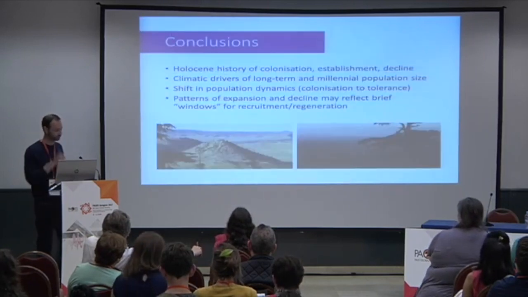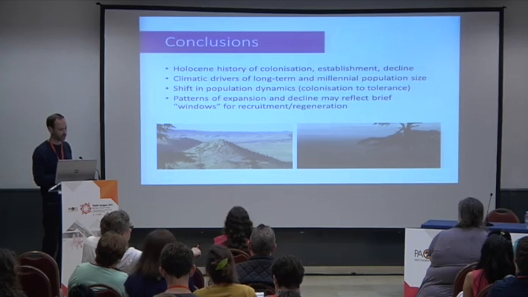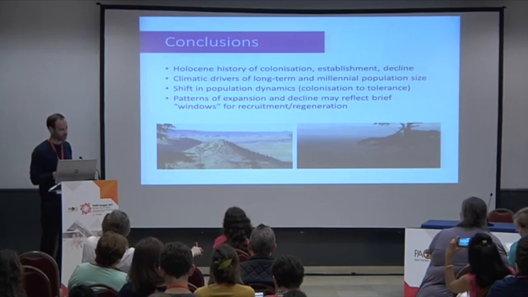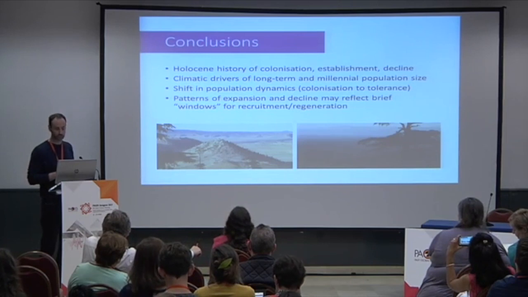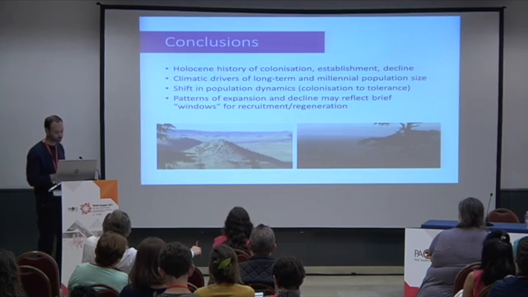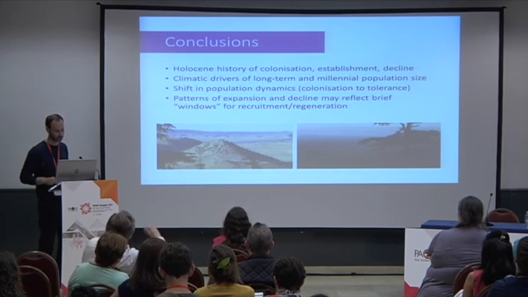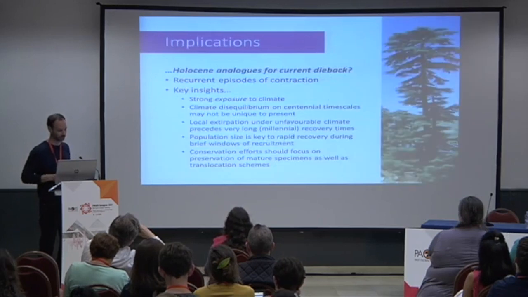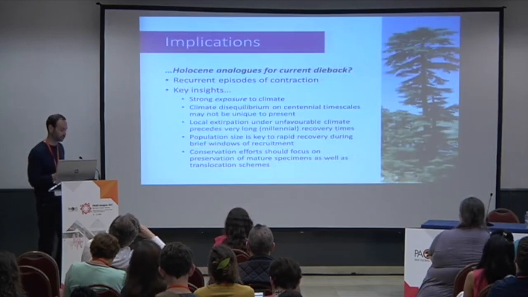So to conclude, we see a Holocene history of colonization, establishment, and decline. We see that there may be climatic drivers for the long-term and millennial population size. And we can also consider in biogeographical terms a shift from colonization to tolerance. And from the modeling, I think we may anticipate that there may have been relatively brief windows for recruitment and regeneration.